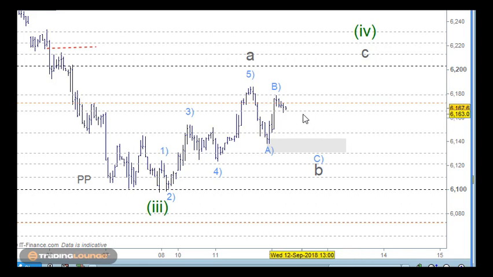Okay, so in this instance here, I'm calling this wave A here because it does appear that we've got 5 waves down here. This little move up here so far has only got 3 waves in it, an A and a B and a C, so it can count as a B wave.